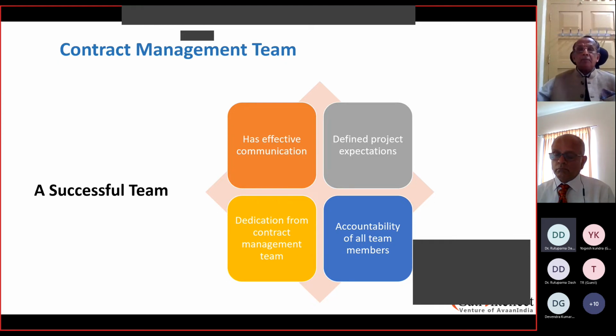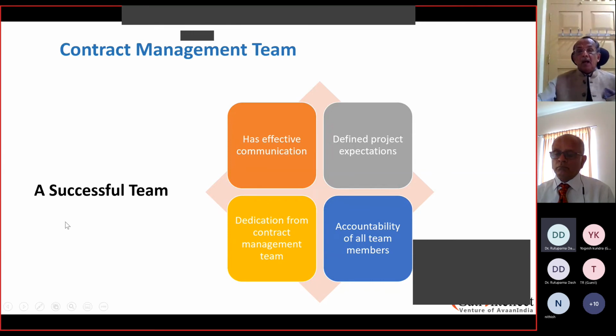Now, let's look at what are the essential ingredients of a successful team. Effective communication. I think that goes without saying, how important it is to have effective communication upward as well as downward. That's number one. Defined project expectations. Everybody in the team should know what are the roles and responsibilities of each one and the parameters and the milestones to be achieved at any given point of time. And these things have to be reinforced over a period of time in the meetings.